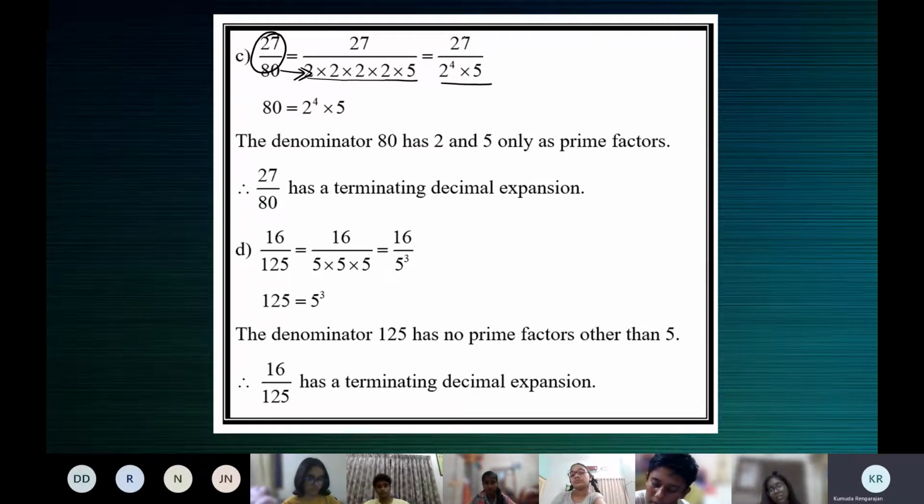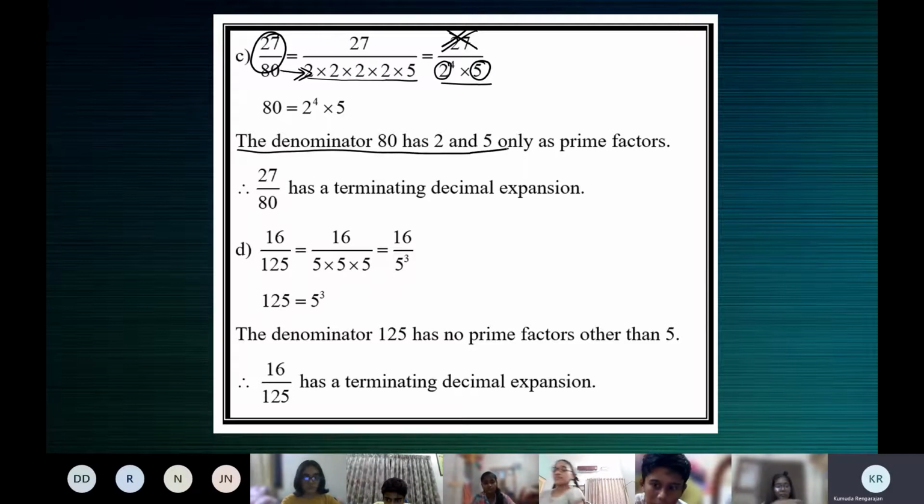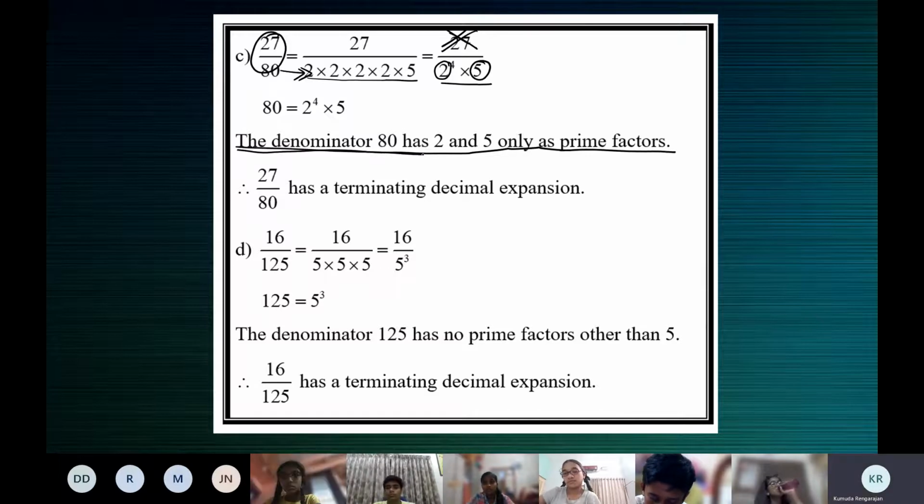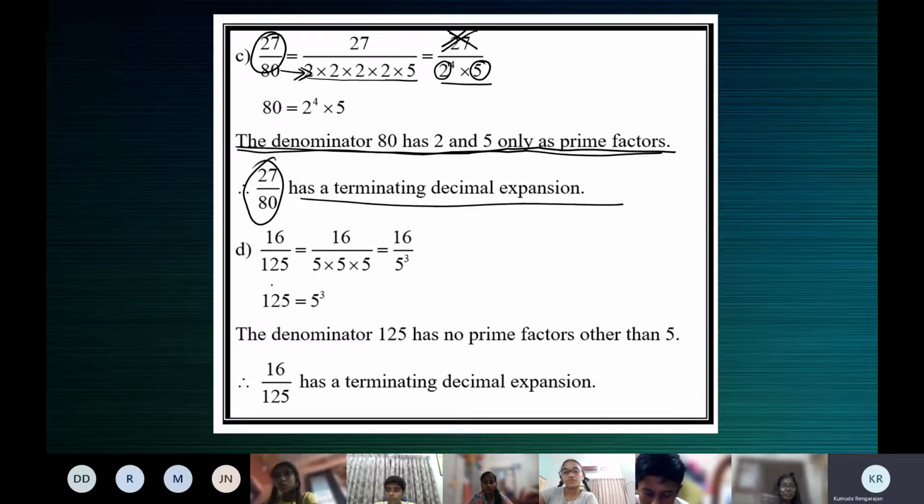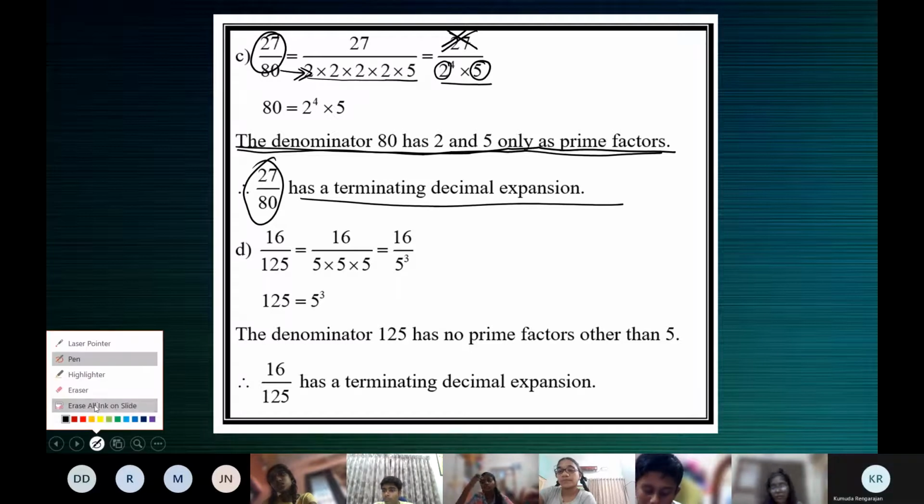Forget the numerator. The numerator can have anything as prime factors. Don't see the numerator, only the denominator. The prime factors are only 2 and 5. The denominator 80 has 2 and 5 only as prime factors. Therefore, the rational number 27 by 80 has a terminating decimal expansion.